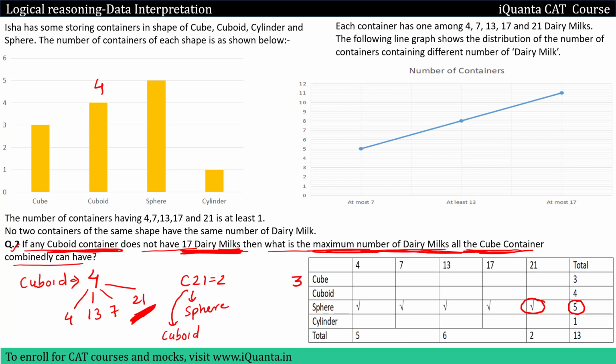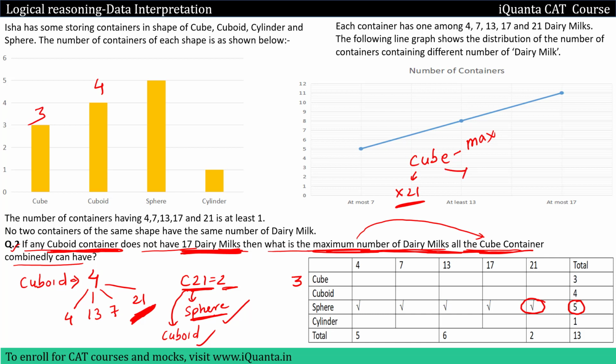In the question we were working on maximizing the number of chocolates in the cube containers. So what could have been the maximum number of chocolates we could have given to a cube container? It could have been 21, but now we can see that a cube container cannot have 21 chocolates, because there are only 2 containers which could have 21 chocolates, and one of them is a sphere, one of them is a cuboid. So a cube container, I'll be writing over here, cannot have 21 chocolates. I hope this is clear. So except 21 chocolates, a cube container can have any number of chocolates, and we have 3 cube containers.